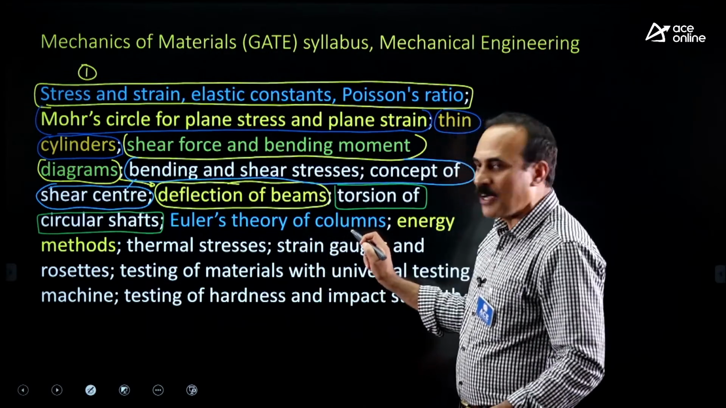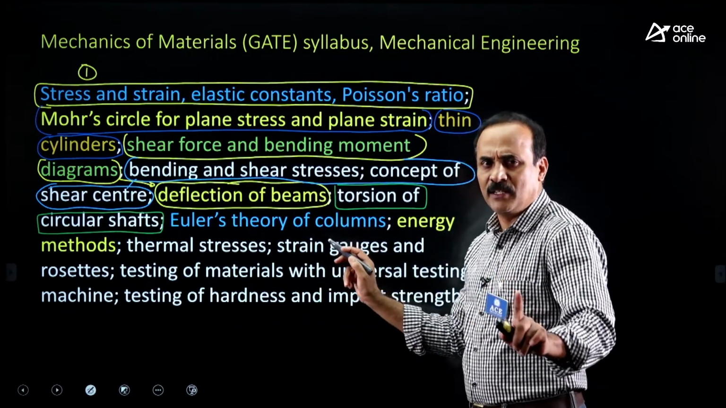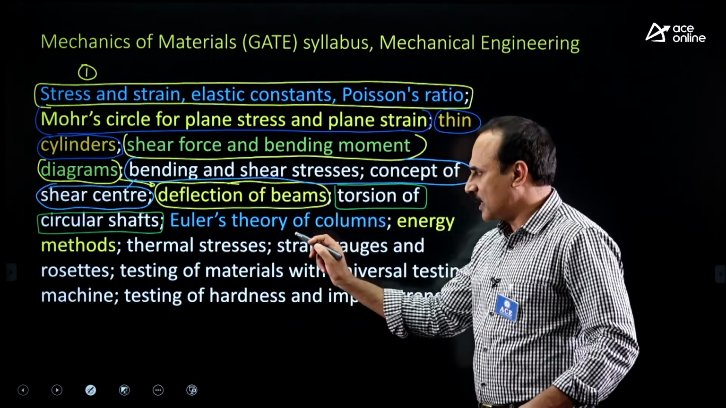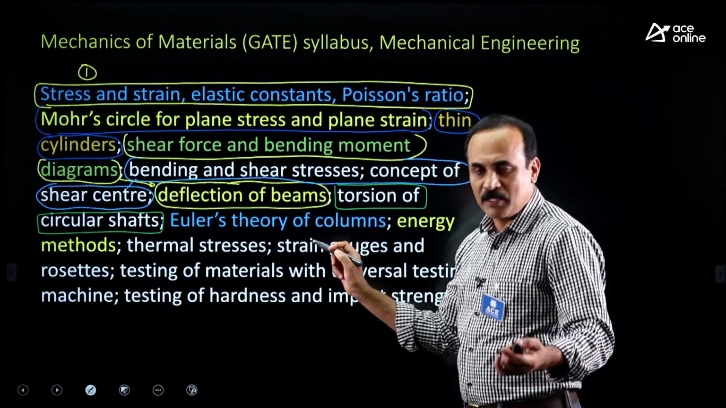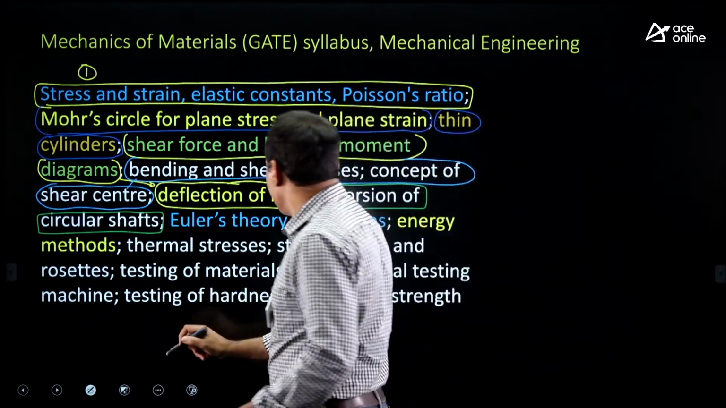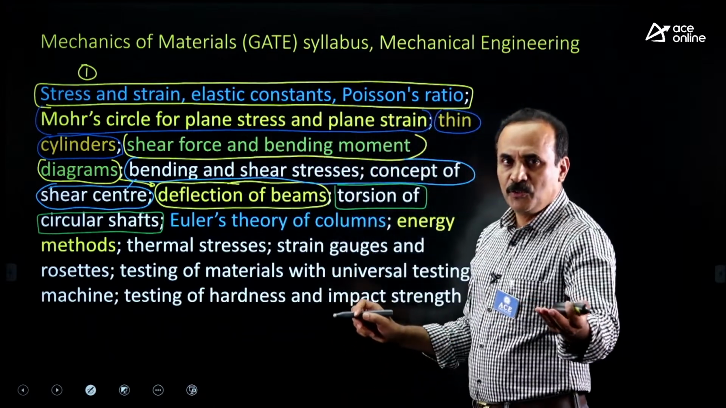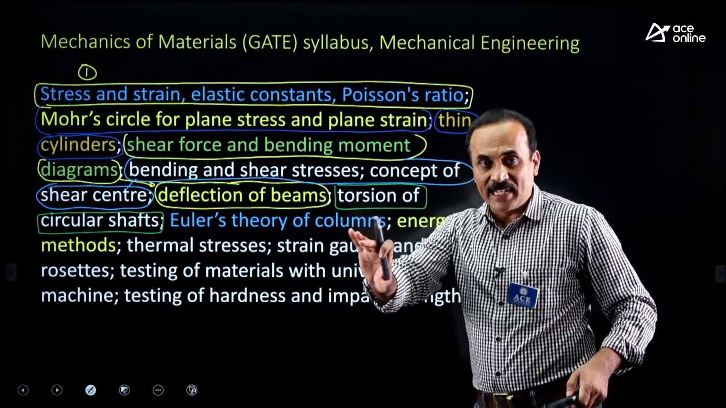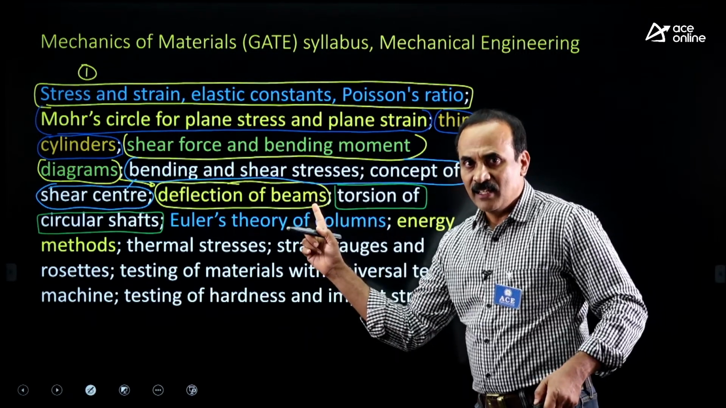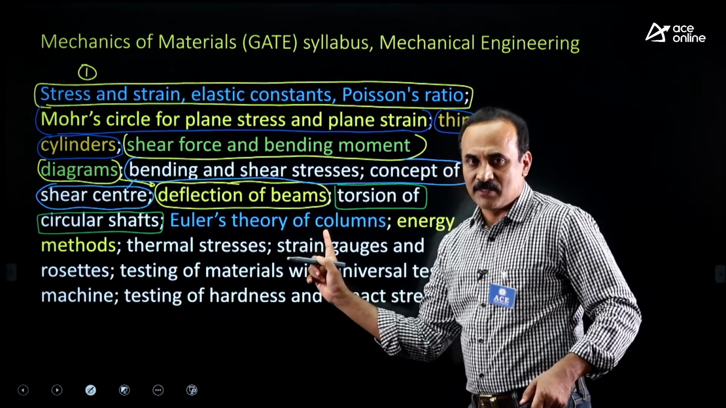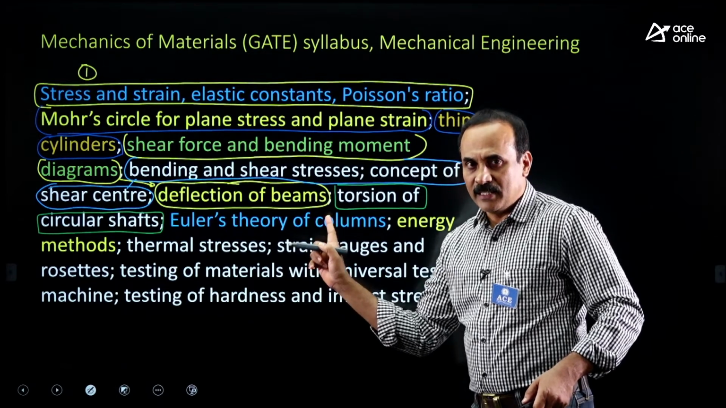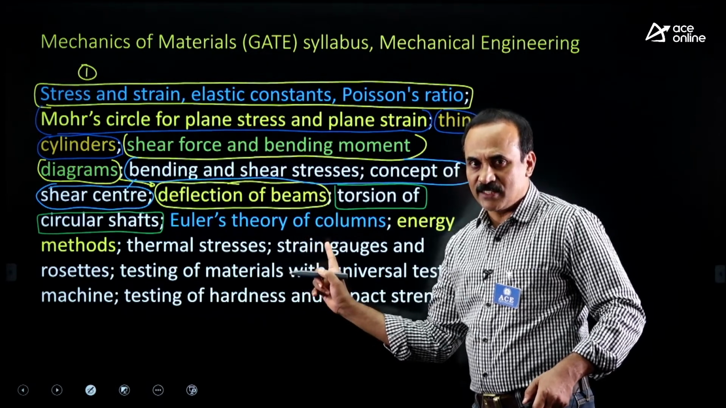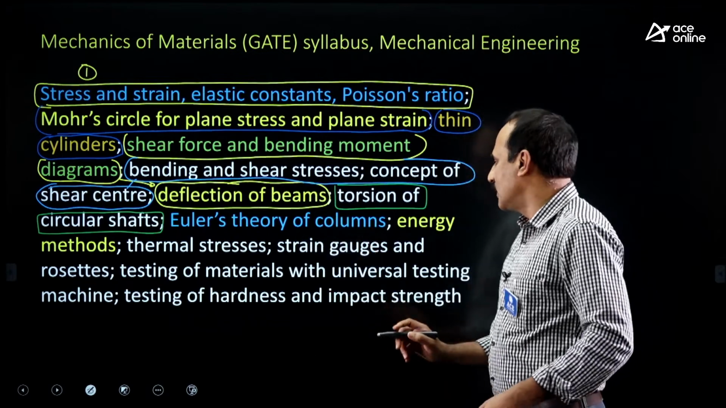Now Euler's theory of columns, again clearly mentioned. In civil there is buckling of columns, but here Euler's theory of columns. That means only long columns. So for long columns, Euler's formula, if you remember, more than enough. Combined direct and bending stresses are not there in the GATE mechanical syllabus. Combined bending and direct stresses are not there in the mechanical syllabus.